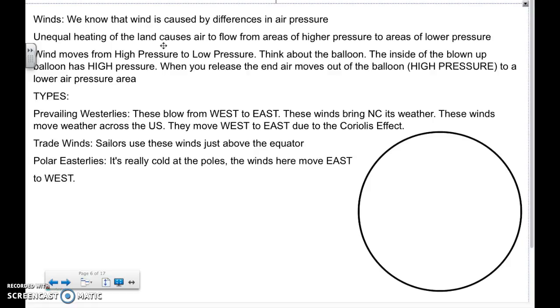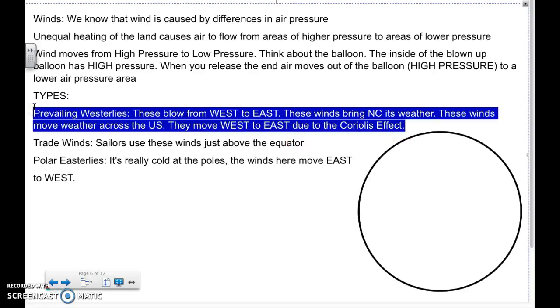There are types of winds that we looked at, and there's one extremely important one. It's going to be this first one right here. It is the prevailing westerlies. They're called the westerlies because they blow from the west to the east. You need to know that. This is important because that's what moves weather across the United States, and it's what moves weather across North Carolina. You will see that again.